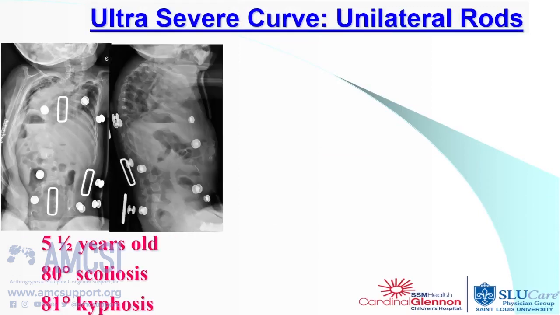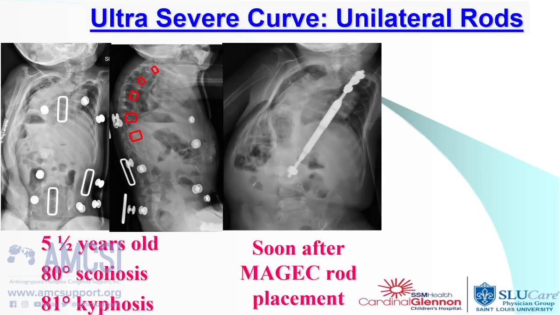So here's another example here. This is a child, 5.5-year-old child, had an 80-degree scoliosis and also an 80-degree kyphosis. So not just a bad side-to-side curve, but as you're seeing here, also a very big curve in the top of the spine. And the problem with that is that we can't put a rod on either side of the spine. The spine is very prominent over here, so we can't lay a rod there.